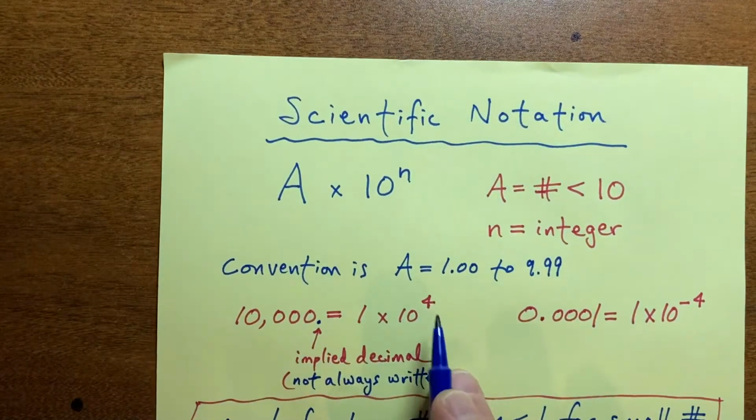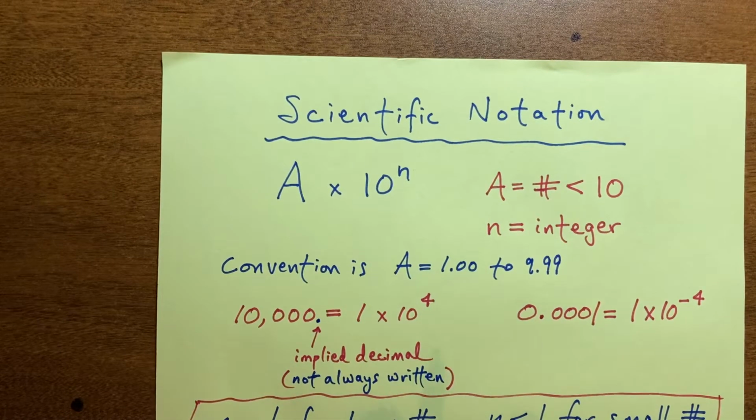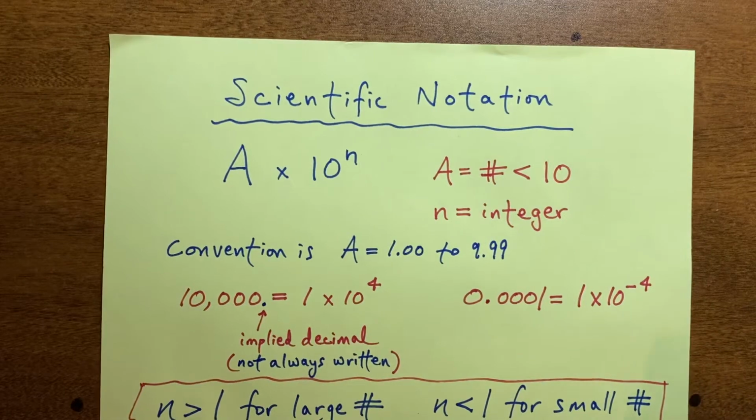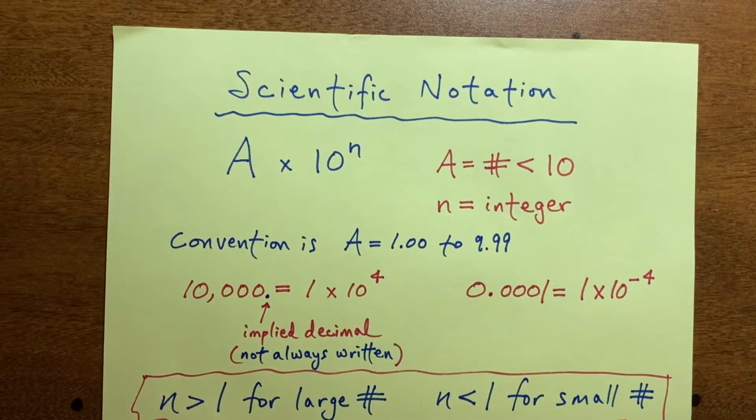So again, the convention is to write the number as a number between 1.00 and 9.99, depending on how many significant figures you're going to express your number with. And then you just multiply by a power of 10. So let me just give you some examples.